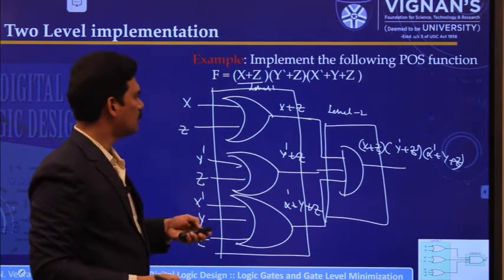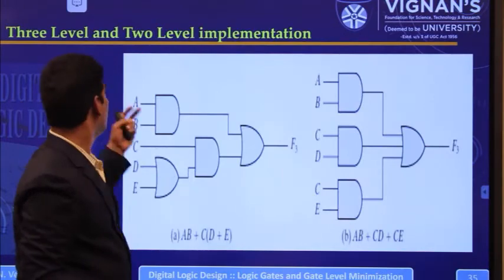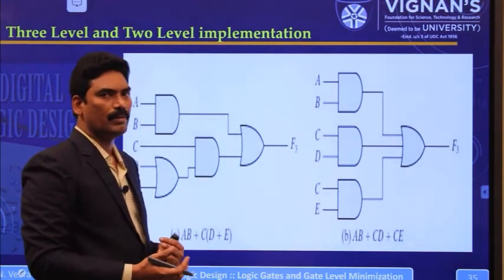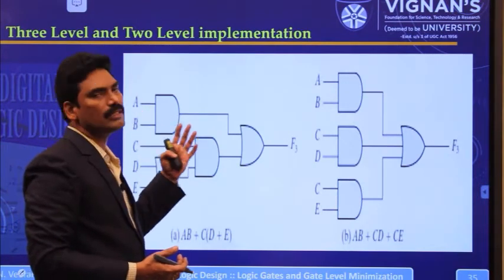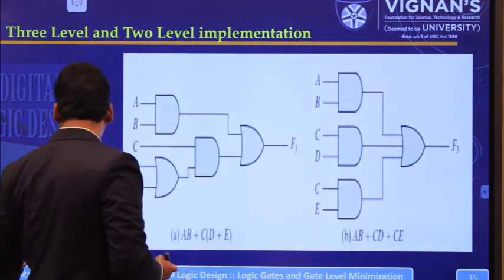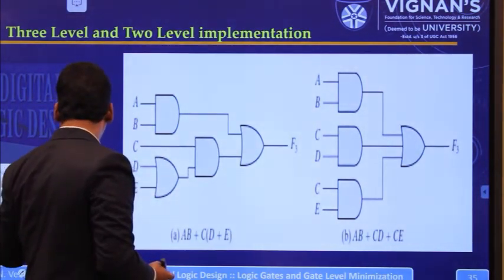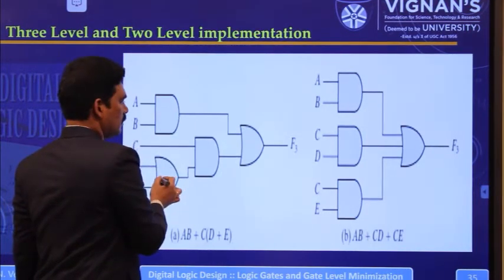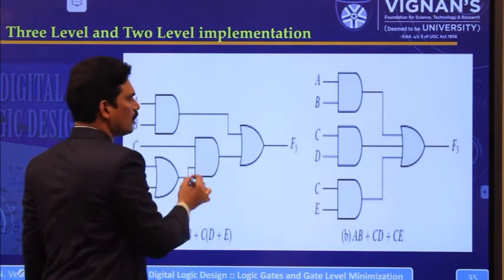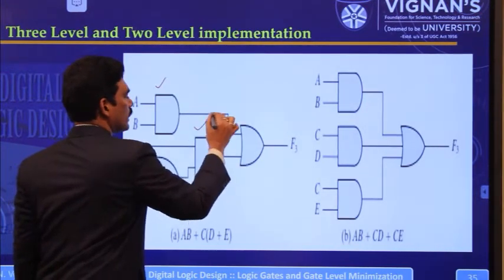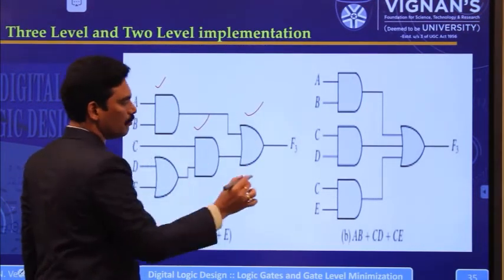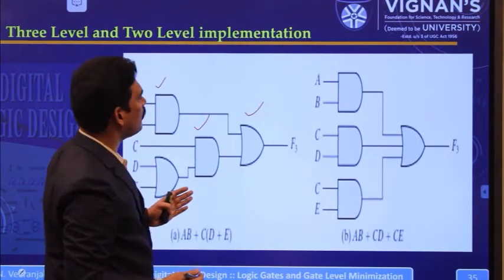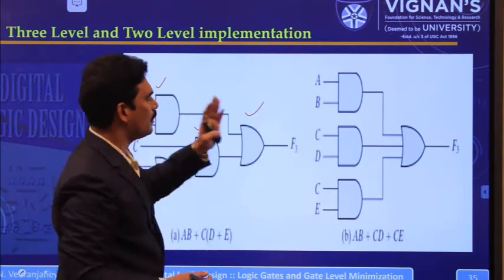And next one is three-level implementation. Till now we discussed two-level implementation, and this is the diagram for three-level implementation. In this diagram we have one level, the AB and OR gate, then the second level and the third level. This is a three-level implementation of the same expression, and this is the two-level implementation.